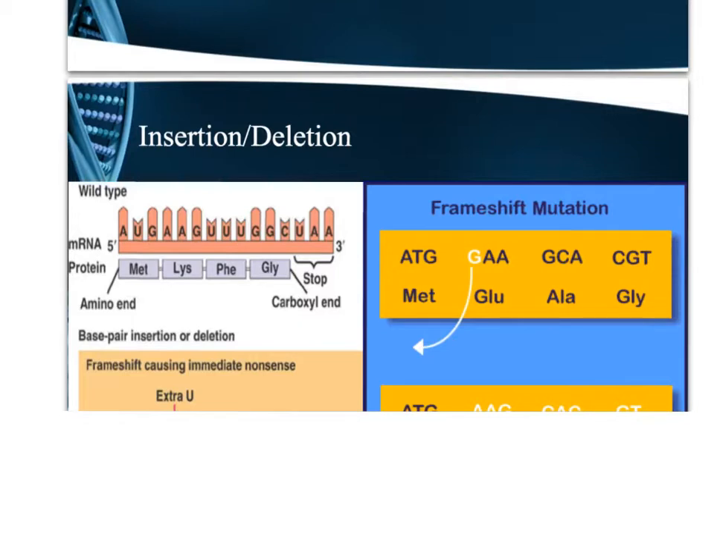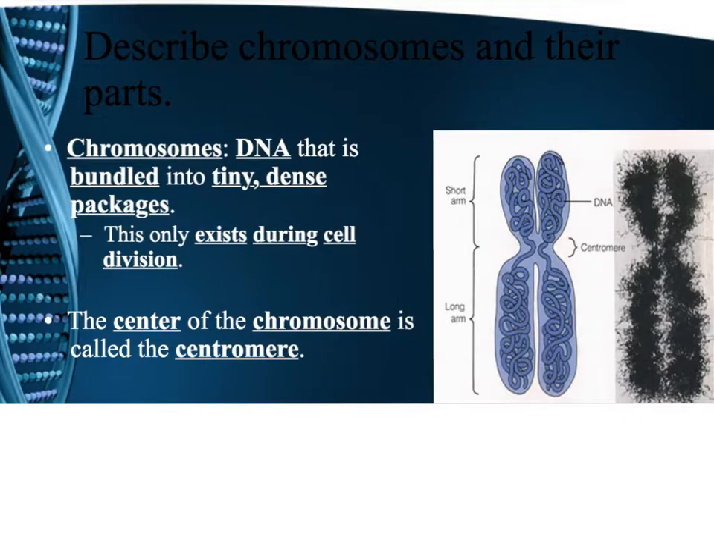So it moved everything over actually kind of to the left. Just by taking this G out, it switched everything back 1 frame, or a frame shift, and it caused all the amino acids in the chains to change. So those are mutations. If you have any questions, please email me. I'm more than happy to email students when I get chances this week.